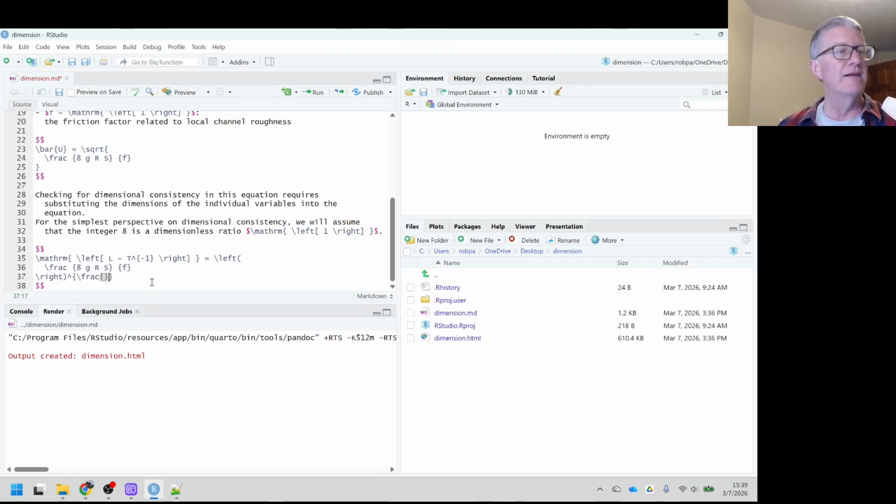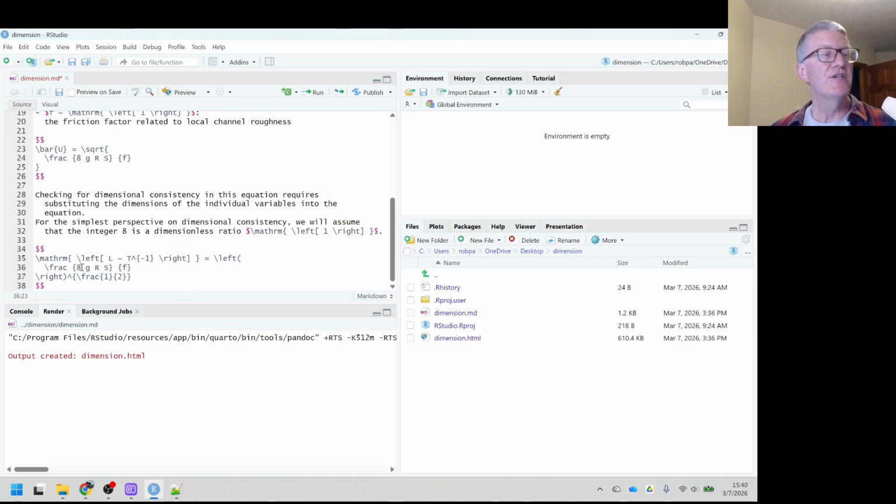Again, that requires 2 sets of curly brackets. And I need a 1 in the numerator and a 2 in the denominator. So that fraction is the same thing as 1/2. And because I'm raising it as an exponent, that means I'm taking this whole thing to the 1/2 power.